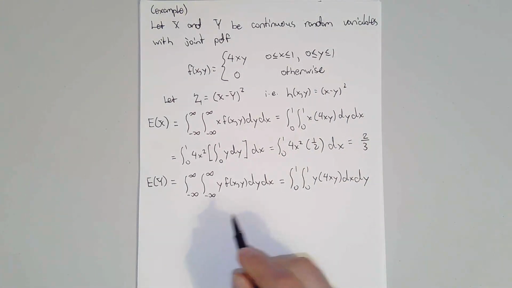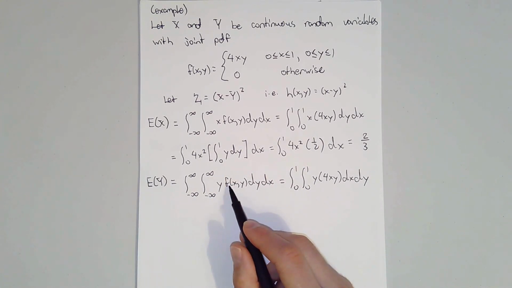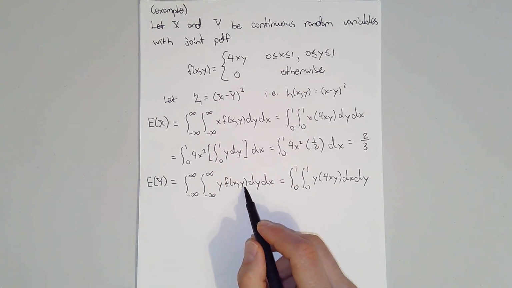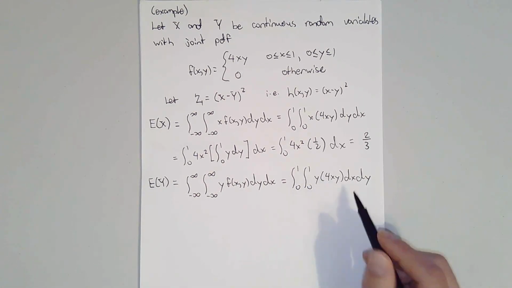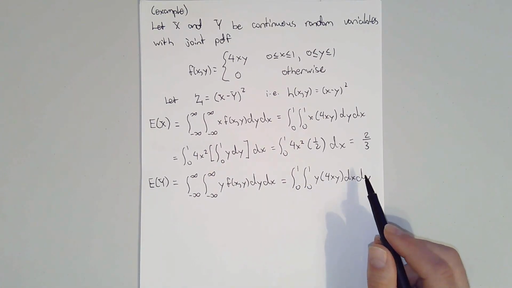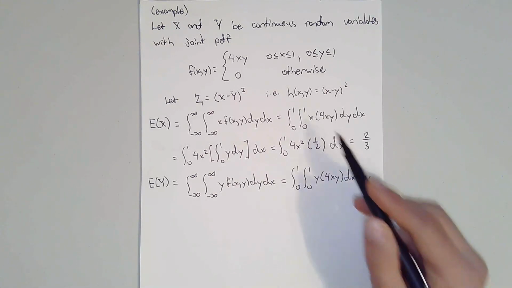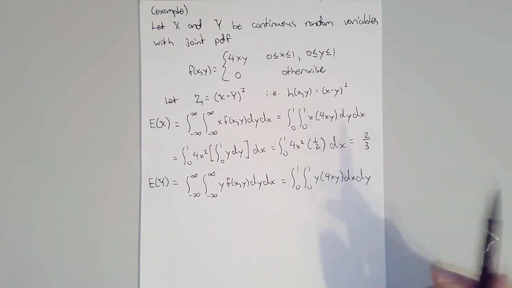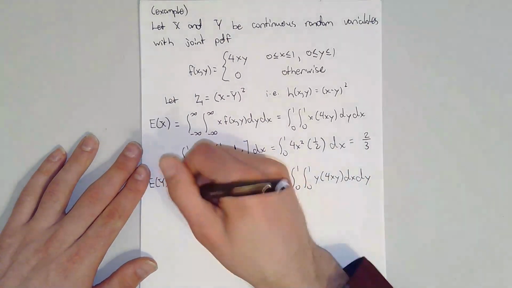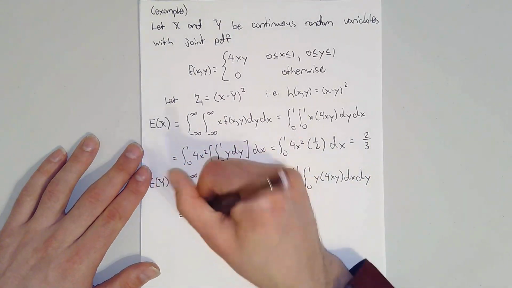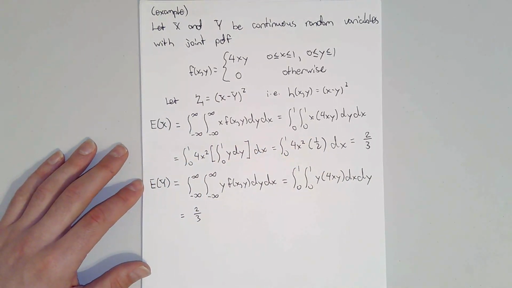So notice I've done two things. One is that, again, we're using the same PDF, so it only has support over this region, but also I've switched the order of the integration. So this is helpful because we can see that this is now the same integral as above, where we've just swapped places with the x and the y. So therefore, this must be the same number. It is also equal to 2/3.